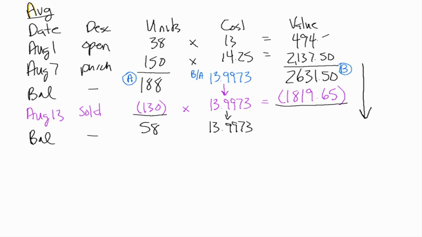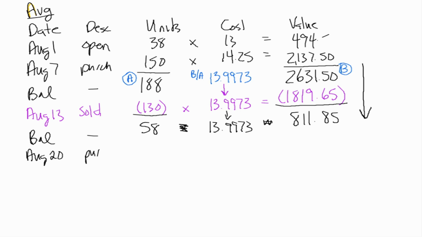I take the $2,631.50 and subtract the $1,819.65, which is equal to 811.85. So remember, you can multiply it out, but you're probably going to get a slightly different answer because of a rounding error. So I don't recommend multiplication. Instead, what I recommend is doing the calculation down. All right, so now, what's next? We know that there's another purchase on August 20th.